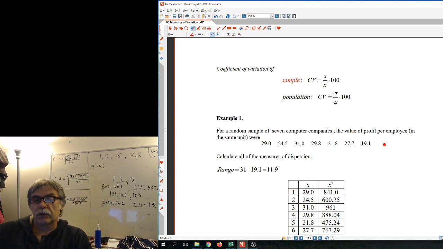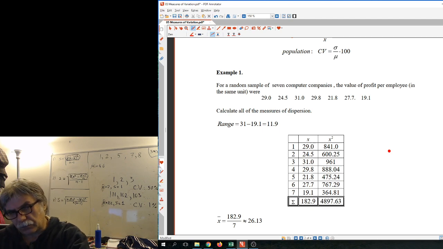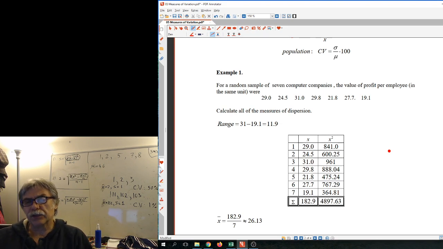So the first example here in the lecture is a random sample of 7 computer companies, the profit per employee in thousands: $29,000, $24,500, $31,000, $29,800, $21,800, $27,700, $19,100 in thousands. Annual profit per employee. What's that?